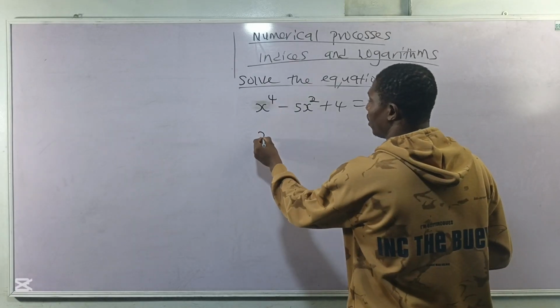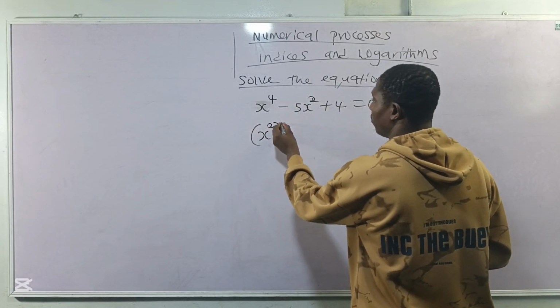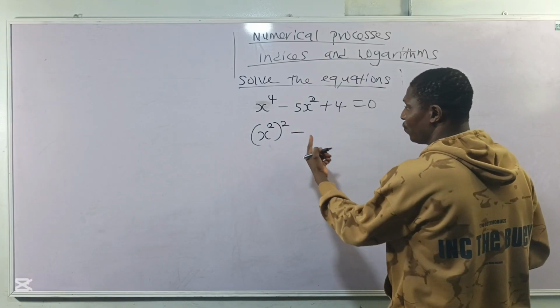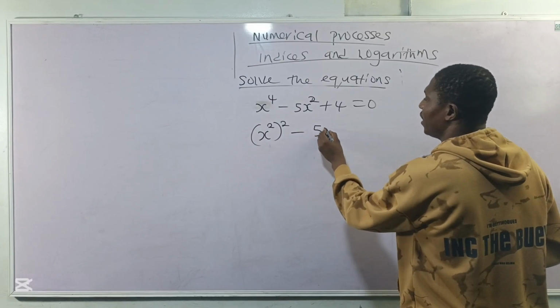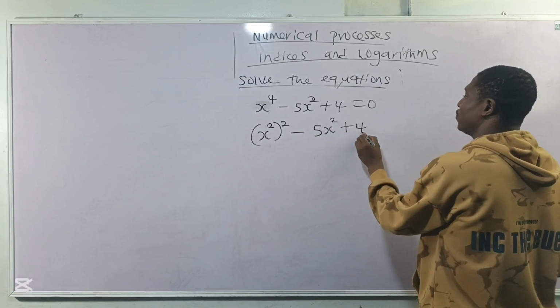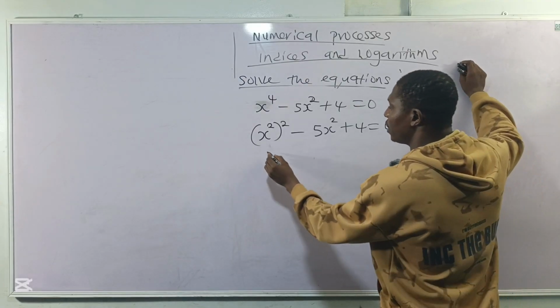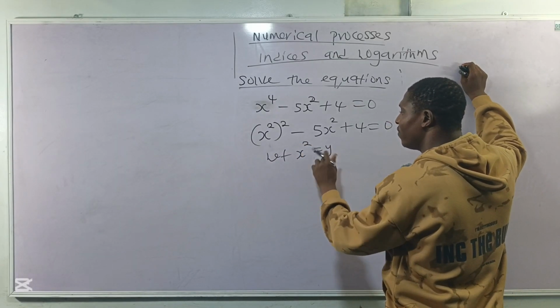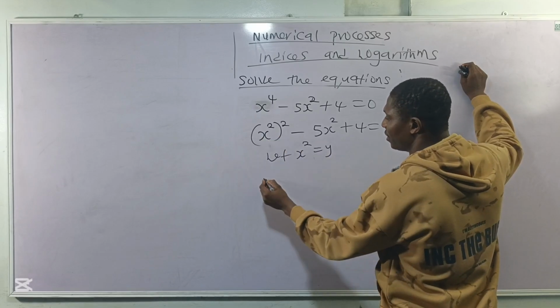This x to the power 4 can be written as (x squared) squared, since 2 times 2 will give me 4, which is one of the laws of indices. So we have (x squared) squared minus 5x squared plus 4 equal to 0. Now we can say let x squared equal y. So wherever we see x squared, now we'll put y.